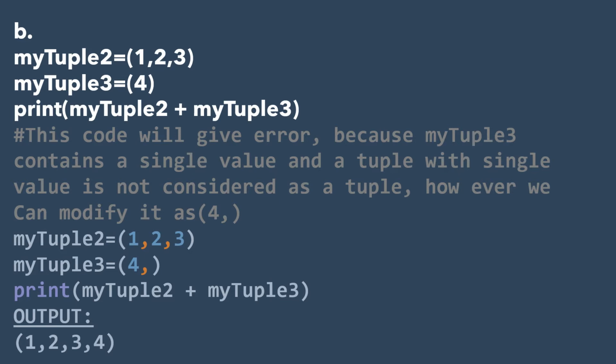However, we can do one thing: you can modify my_tuple3 like this. Within parentheses, we give a comma after the first element. So it will be considered a tuple. In that case, if you try to add both the tuples, my_tuple2 plus my_tuple3, you get the output 1, 2, 3, 4. Now you can write this code and run it yourself to get the output.